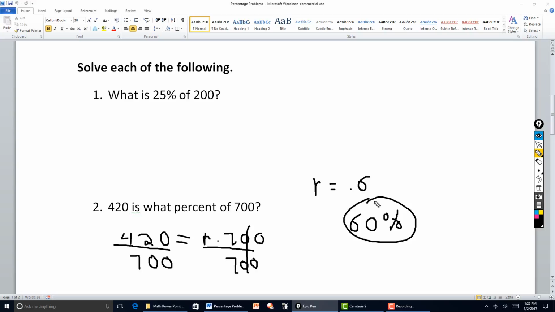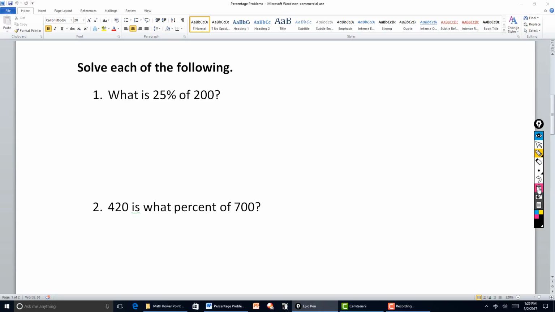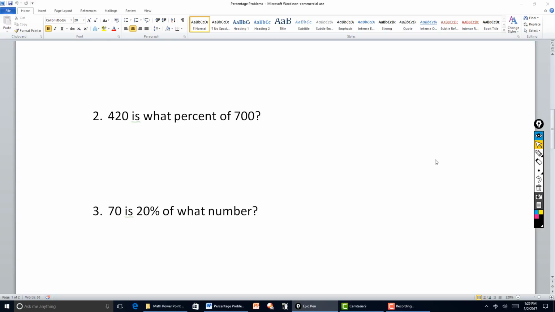I do want to point out to you, anytime you're working any kind of mathematics problem, when you go through the steps and compute and get an answer, always go back and check and make sure your answer makes sense. One way you can check this is to multiply the 700 by 0.6, because you have to have it as a decimal, and that should give you 420. Okay, let's clear this and go to the next one.